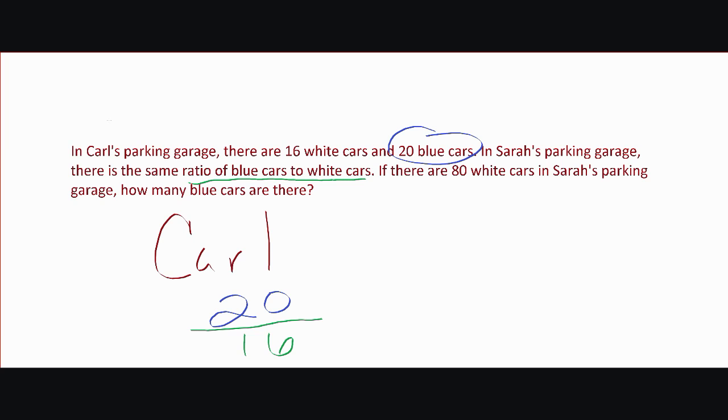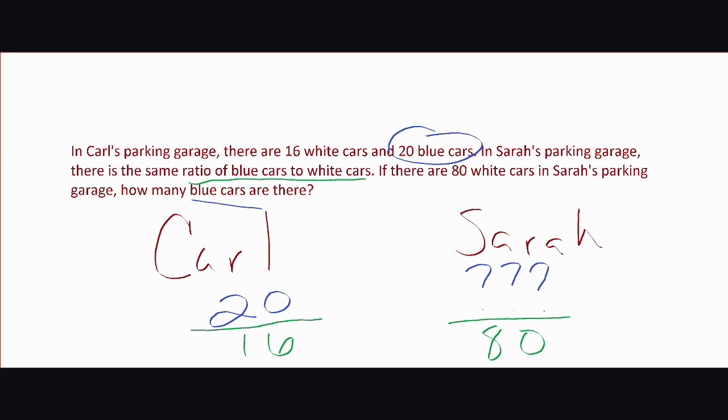So now let's set up the ratio for Sarah's garage. So for Sarah, we know that she has 80 white cars, and we're trying to find how many blue cars there are. Remember, the ratio is blue cars to white cars. Blue to white, which means it's blue over white. We do not know how many blue cars Sarah has, right? That's what we're trying to find. But we do know she has 80 white cars.